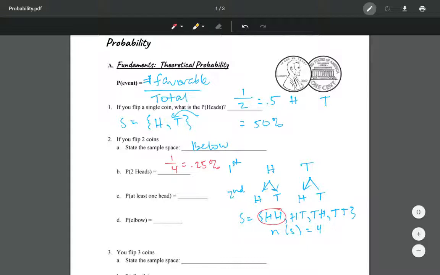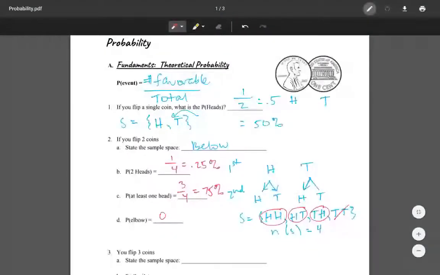Now the probability of getting at least 1 head. Well, I want to go through and circle all of those possibilities. So at least 1 head would include the outcomes that have a single head in it, or the one that has 2. The only one it doesn't include is the one with 2 tails. So there are 3 favorable outcomes here. So 3 out of the 4, which would be 75%. Okay, finally, we have the probability of an elbow. Well, there isn't an elbow, right? There's only heads or tails. So this would be 0.